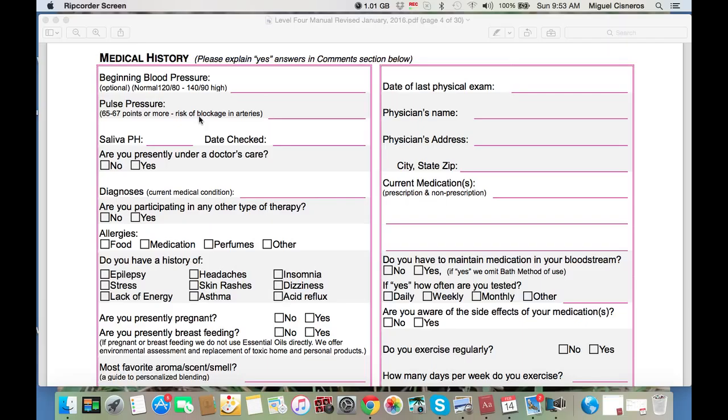Then we have saliva pH. We talked about pH papers, and the reason we want to test saliva pH is because we want to be aware if the individual is acid or alkaline. We know that acid is a stage where many illnesses move in, and also cancer cells love that acid stage. They grow.